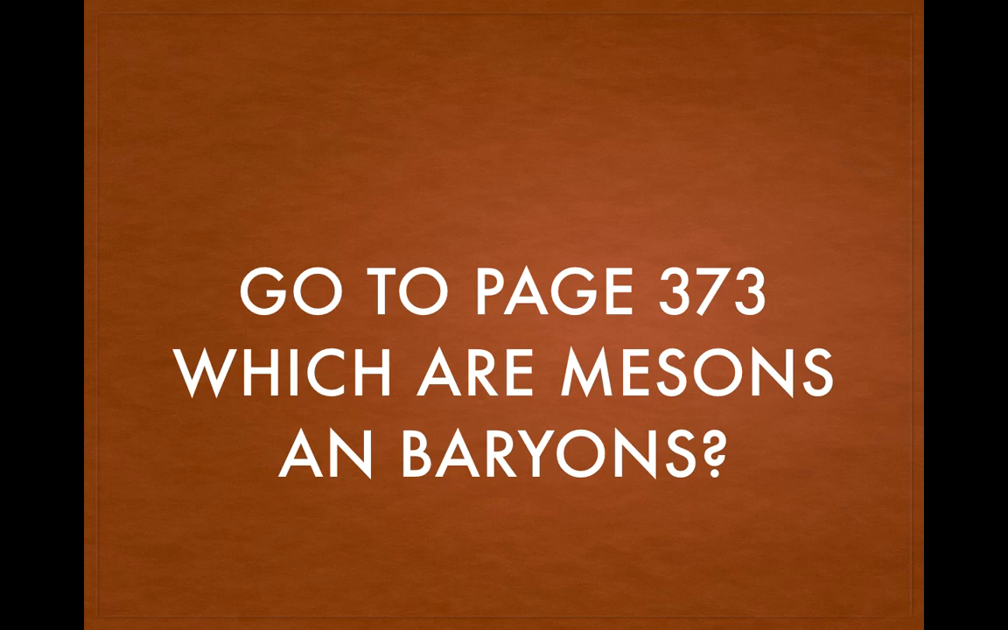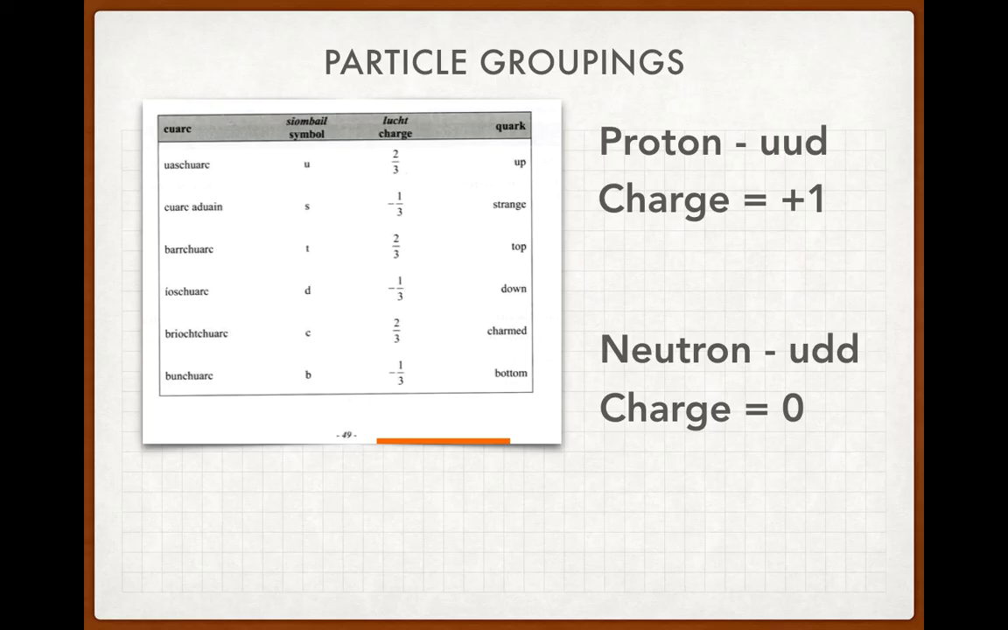Okay, will you go to page 373 now of the textbook, and I'd like to know which of those particles are mesons and baryons. There should be 10 short questions, question 1 in 10 parts on that page. Pause the video, I'm going to keep going.